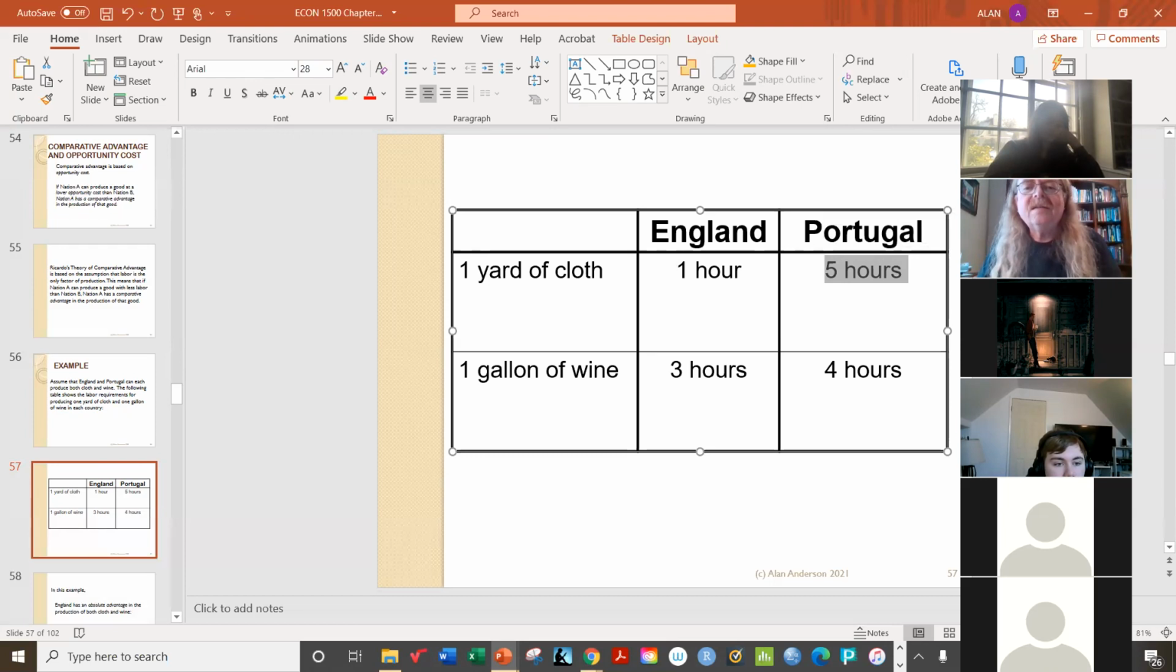On the other hand, the wine, now here, by the way, this is a very artificial example. We're doing this for a reason. You'll see in a minute. We're going to assume that England is slightly more efficient in wine producing than Portugal. Now, in reality, that's not the way it works. But just for this example, let's assume that the English are very much more efficient at producing cloth and only slightly more efficient at wine.